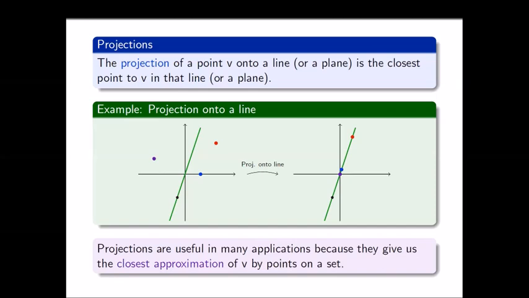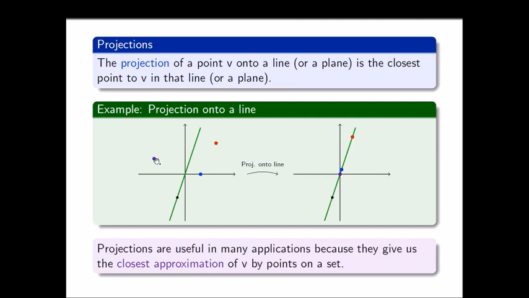Okay, so this brings me to the next type of transformation I want to talk about, namely projections. The projection of a point V onto a line is the closest point to V in that line. For example, we have this green line in 2 dimensions, and we have these 3 points in the space. If we were to project these points onto the line, we would take the shortest distance from these points to the line, and the point on the line that has that shortest distance is going to be the projection.